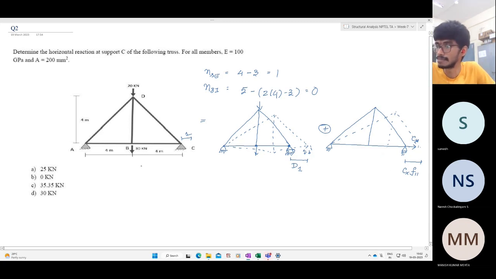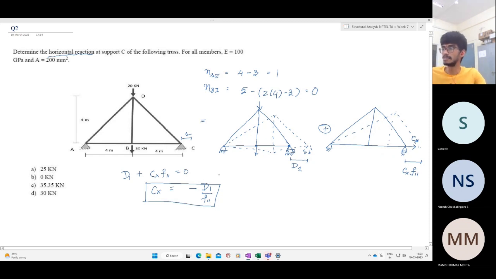Now, what is the compatibility condition that I should write down? It is D1 plus Cx into F11 equal to 0, which means Cx, which is what we need, the horizontal reaction at the support C, is nothing but minus D1 by F11. Now the task is to determine what F11 and D1 are.